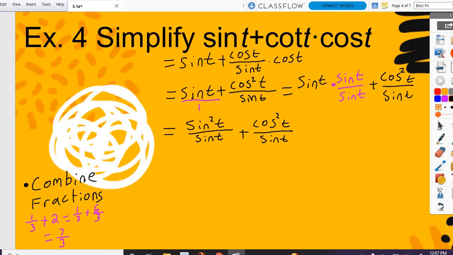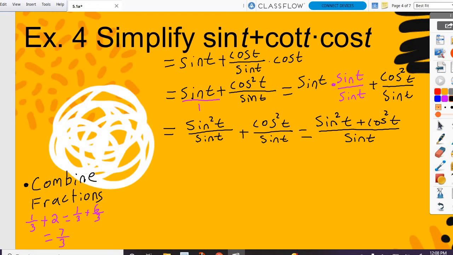So what's going to be on top? Sine squared plus cosine squared. Okay. What's going to be on bottom? Why is it not 2 sine? Because that's not what I do with fractions. Just because I have sine on both of my bottoms does not mean that we now get 2 sine in the bottom. Just like here, when I had 1/3 plus 6/3, I got 7/3, not 7/6. My denominator stays the same. So my sine stays the same.